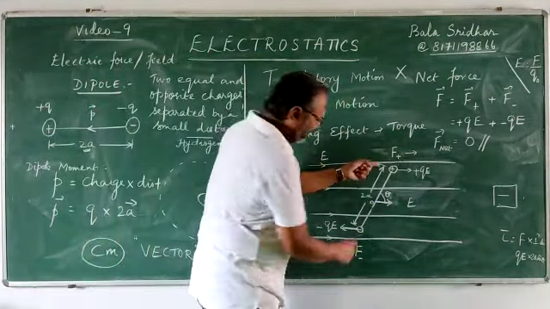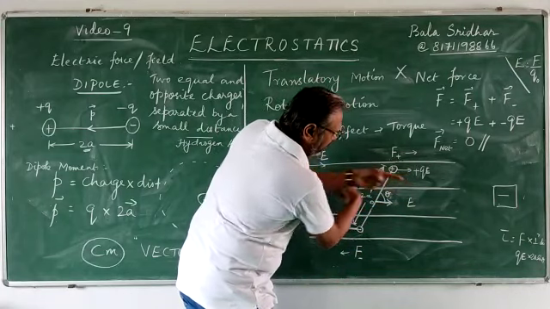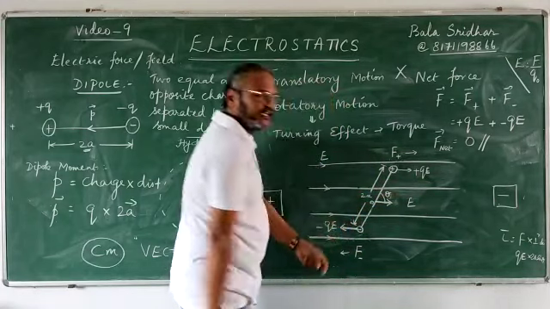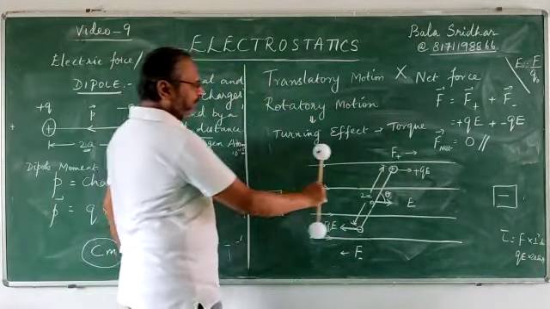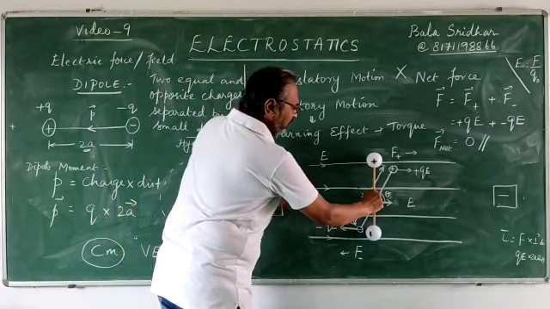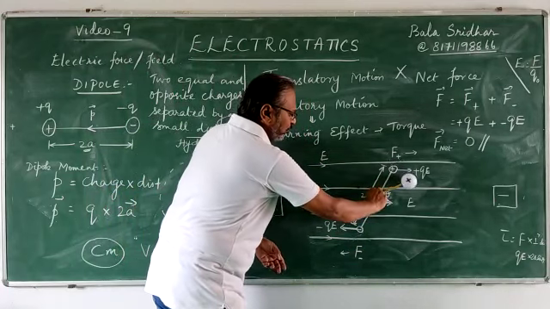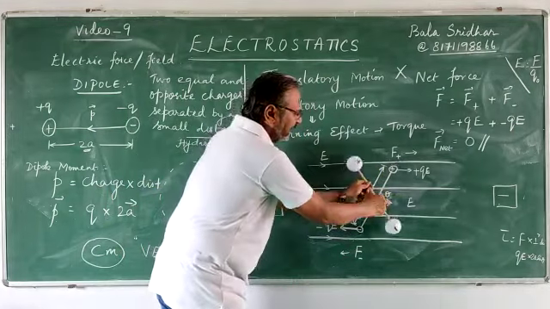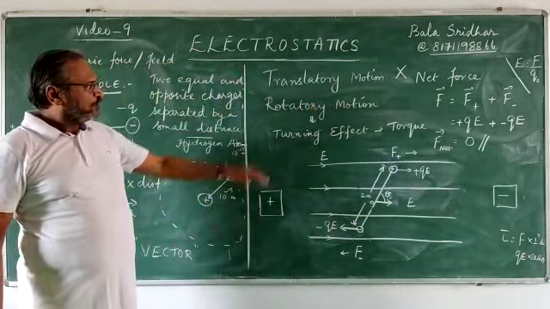Instead of that, since the lines of action are not the same, they are different, it will set up a rotatory motion. You can watch it very carefully, right? When it is placed like this, and a force is acting like this and acting like this, it will set up a rotatory motion. Very clearly we can see a rotatory motion is being set.